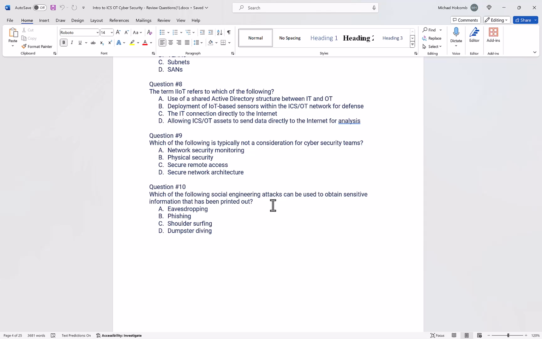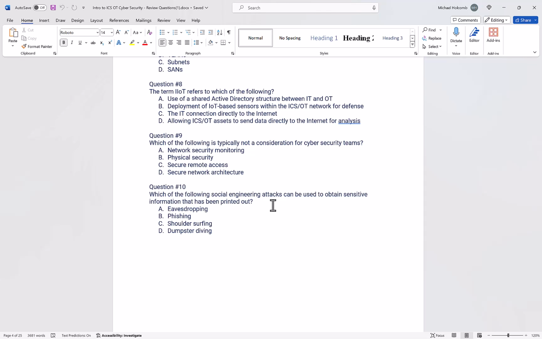So in this case, question number 8, allowing ICS OT assets to send data directly to the internet for analysis. So D, just remember we want to be able to send it in that one-way fashion and not allow return traffic that could potentially allow an attacker to enter the environment.